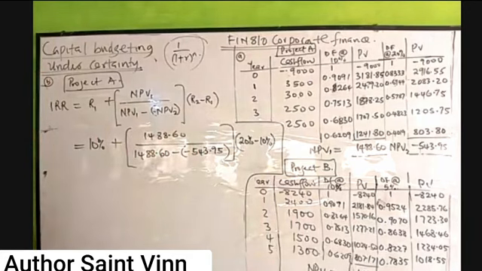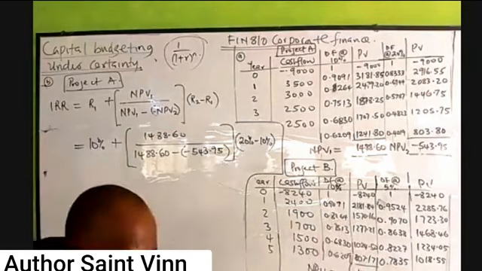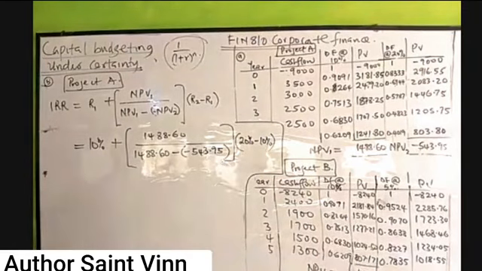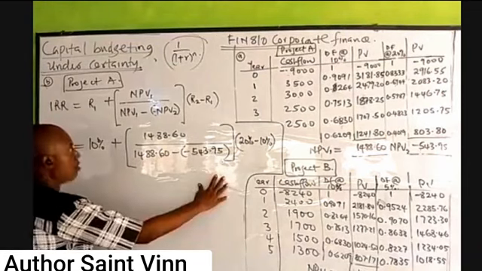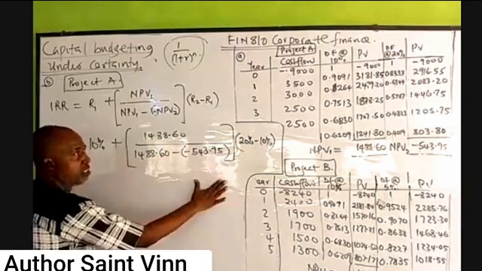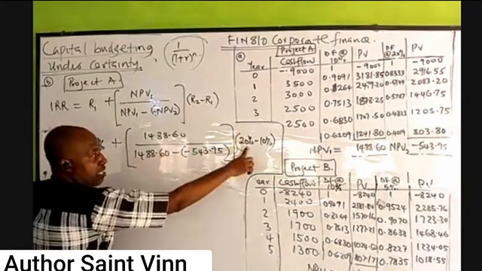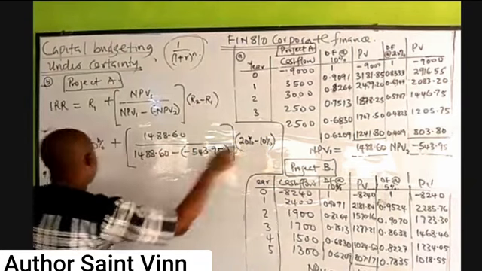Question B says we should use IRR to advise the company whether they should go with project A or B. We have used NPV to advise the company to go with project A, which we all agree about. Now, this is the IRR. This is the formula. Are you seeing it? The highest percent that we used was 20 minus this.